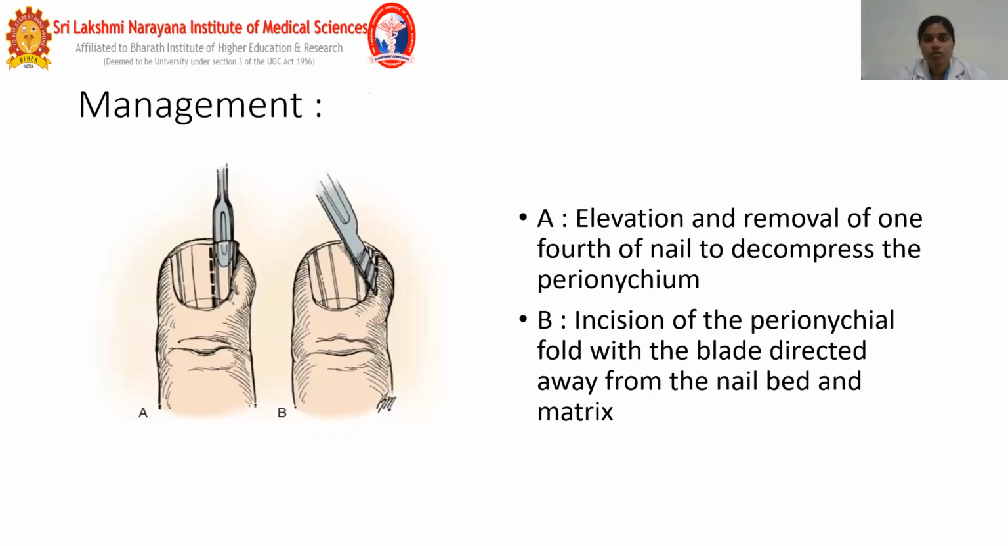Next, coming to the management. The management usually includes elevation and removal of one-quarter of the nail to decompress the perionychium, and incision of the eponychial fold, as you can see in the two pictures. A is showing the elevation of one-quarter of the nail. Along with that, B is showing the incision of the eponychial fold with the tip of the blade directed away from the nail bed and matrix.